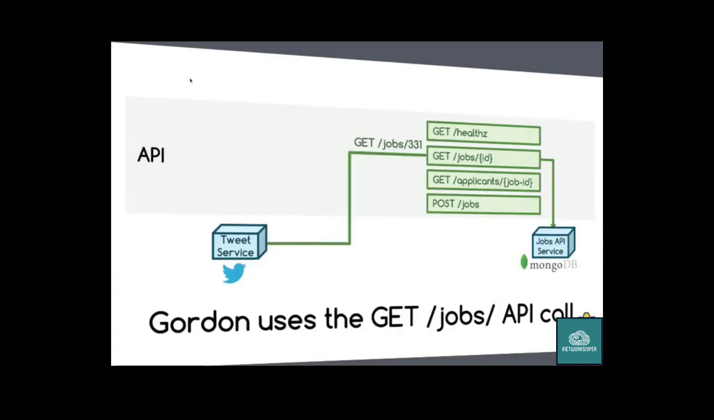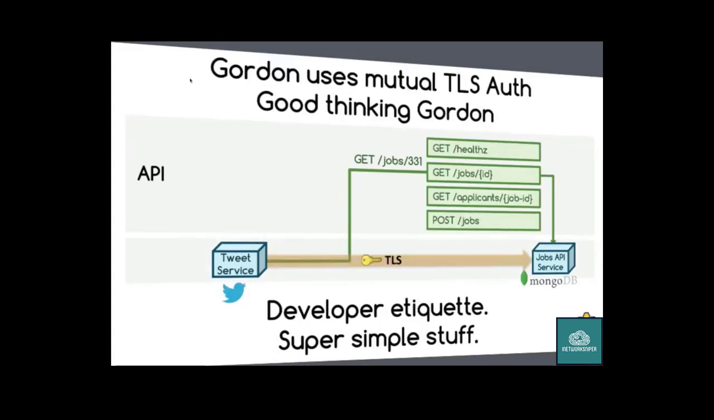All right, so far so good. So Gordon basically writes his microservices, and for his purpose, he needs to get access to the GET /jobs API to retrieve the job openings. Obviously Gordon is a good citizen, a good software developer, so Gordon uses mutual TLS auth, right? Good thinking, Gordon. Developer etiquette, super simple stuff. Does TLS buy us anything? TLS basically says anything from this app to this app is encrypted, but it doesn't actually do anything on API call level. We can still do all of the API calls that we want.